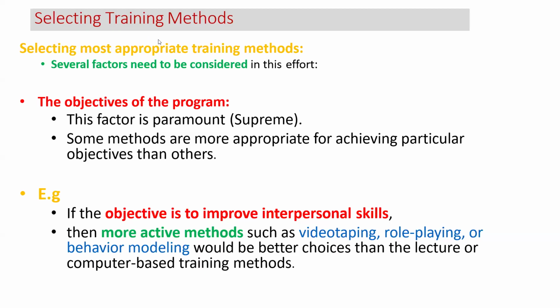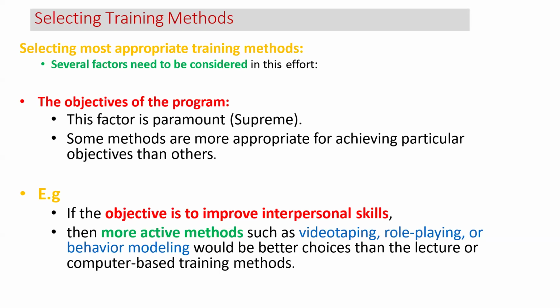In order to select the training methods, we need to consider several factors to select a training program. The main factor, the supreme factor, is the objective of the program. So depending on the objective, we have to select the training method. For example, we have skill training, knowledge training, and attitude training. So depending on the objective, we need to select the method.